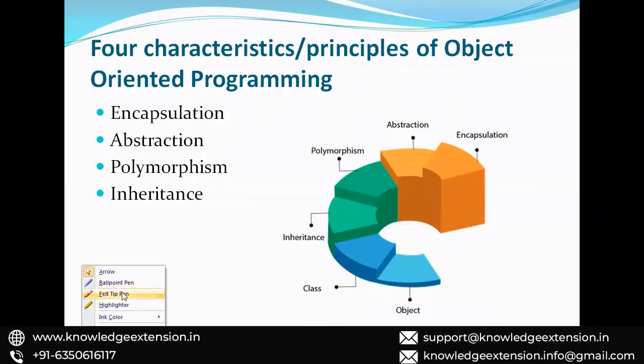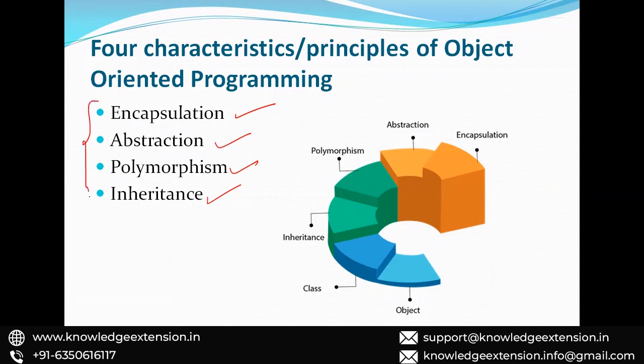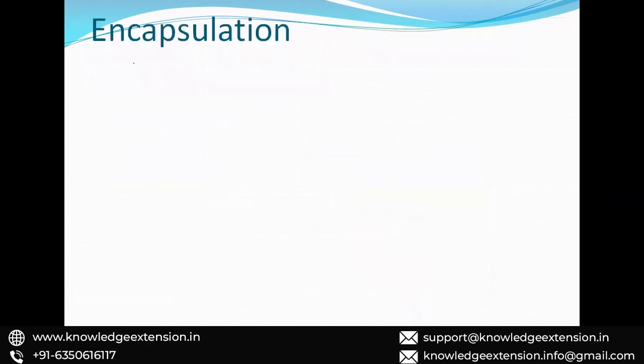Hello everyone. So in this video we are going to discuss these four characteristics: encapsulation, abstraction, polymorphism and inheritance. If anybody is talking about object-oriented programming, these are the four main pillars of this programming paradigm. One by one, we can take an example and understand the meaning of each. Okay.